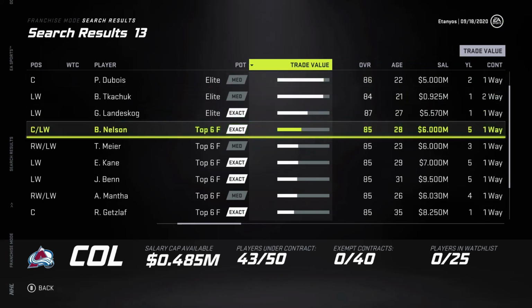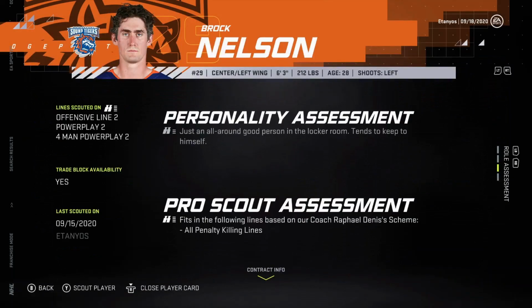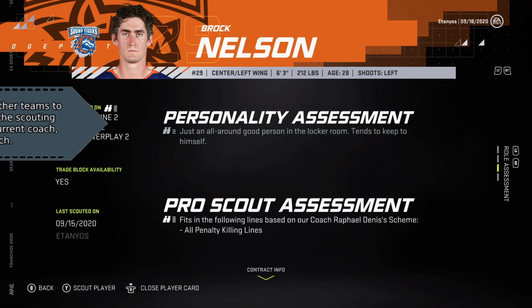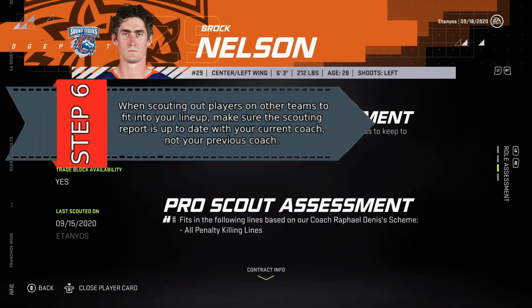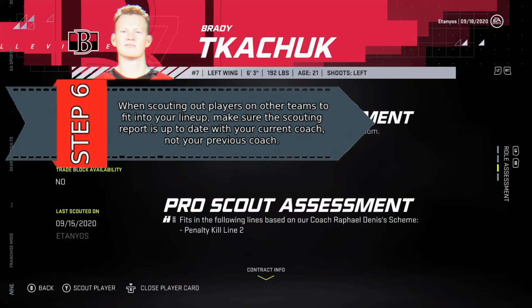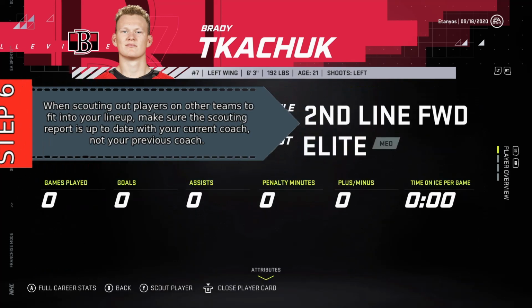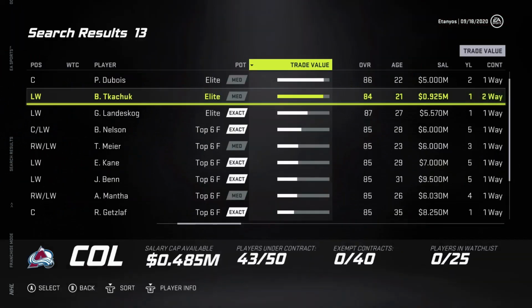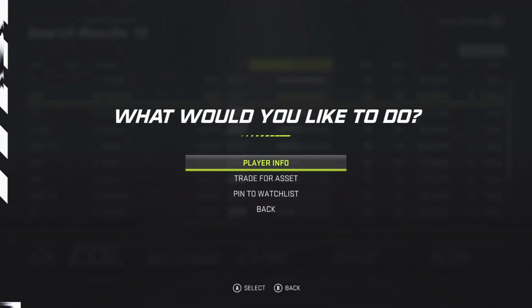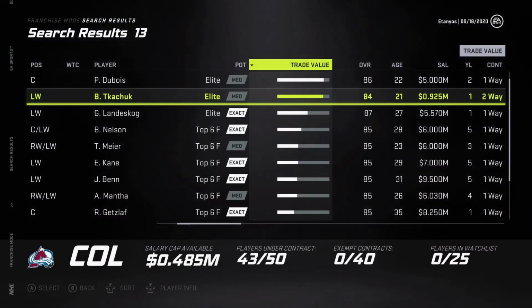Brock Nelson looks interesting to me, except when we look at our scouting, it looks bad. I'm like, oh crap, okay, he only fits our penalty kill. Wrong, guys. This is a huge point when you're looking through scouts. If you look very closely, all of these say Coach Raphael Denis scheme fit. That's not what we want to build around. We want to build around McMillan's scheme fit, right?